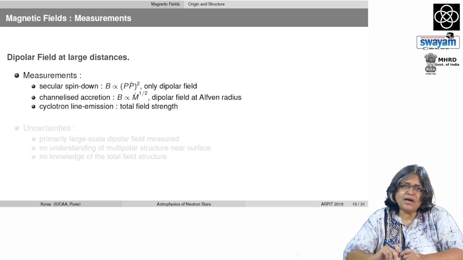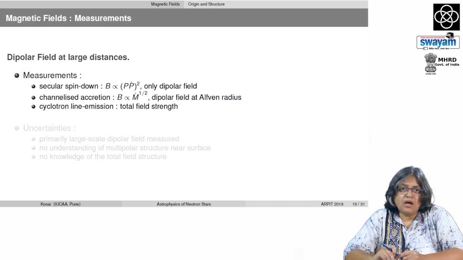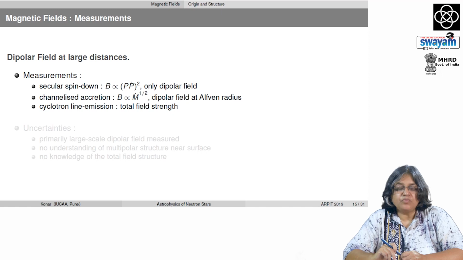Now, let us see what kind of magnetic fields we are talking about, the strength. Now, we can measure the magnetic field in many ways. We can measure the magnetic field from the secular spin down of pulsars, and the magnetic field is proportional to the square root of period and period derivative. But I want us to remember this is only the dipolar component of the field that we are measuring. We do not have a handle on multipolar components even if they are present.